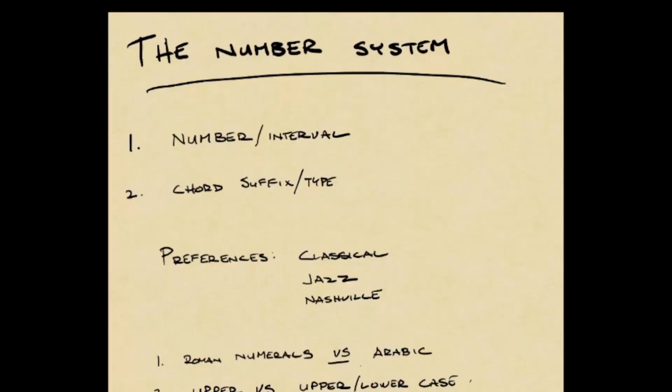Okay, so the number system. What exactly is the number system? Well, there's two parts to it. There's a number part, basically numbers 1 through 7, and there's a chord part of it. So chord suffix, meaning major, minor, augmented, diminished, or you could have sevenths as well. But there's a number and an interval. An interval, by the way, is a measurement of the musical distance between two notes. And the chord type obviously is like triads or seventh chords and such.